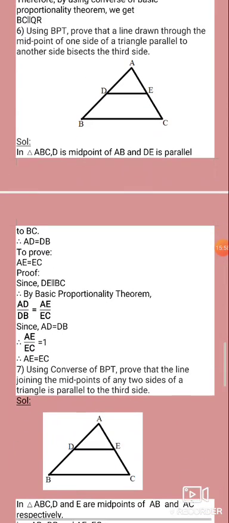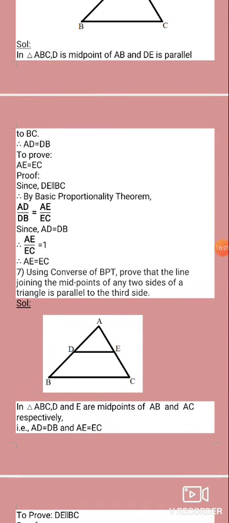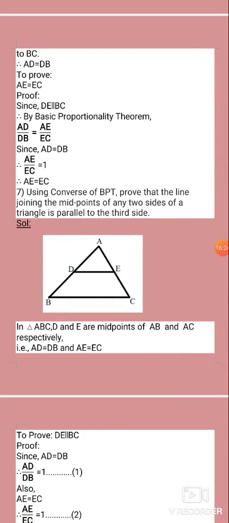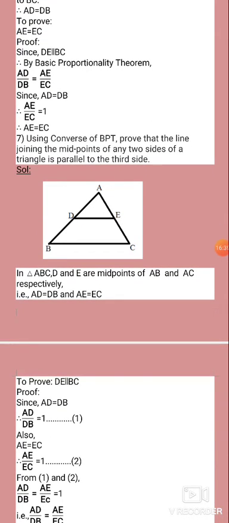Now next one, using converse of BPT, prove that the line joining the midpoints of any two sides of a triangle is parallel to the third side. So D and E are the midpoints. We need to prove DE parallel to BC. So in triangle ABC, D and E are the midpoints of AB and AC respectively, AD is equal to DB and AE is equal to EC. We need to prove DE parallel to BC.